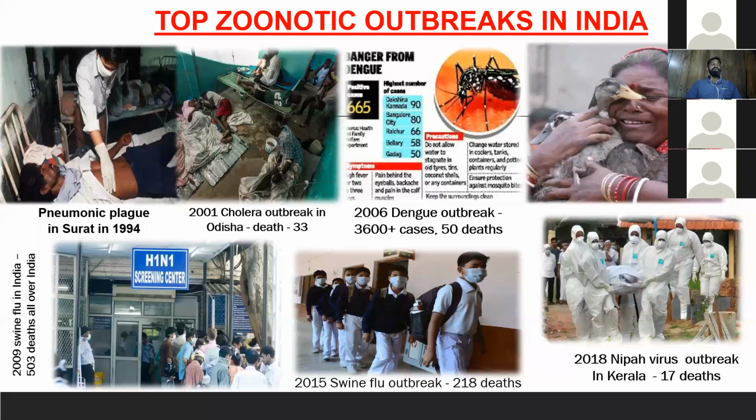And the top zoonotic outbreaks in India, as we all know: pneumonic plague in Surat in 1994, and in 2004 we faced a cholera outbreak in Orissa. The death toll was 33.